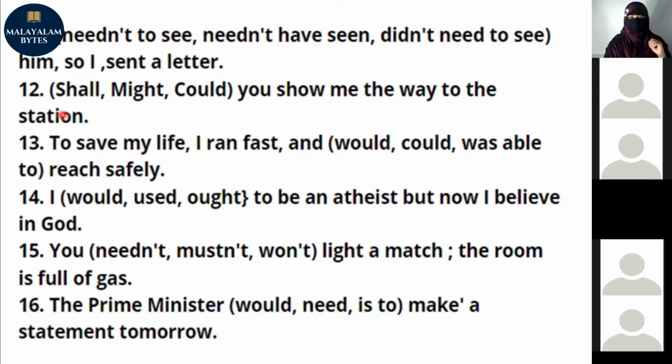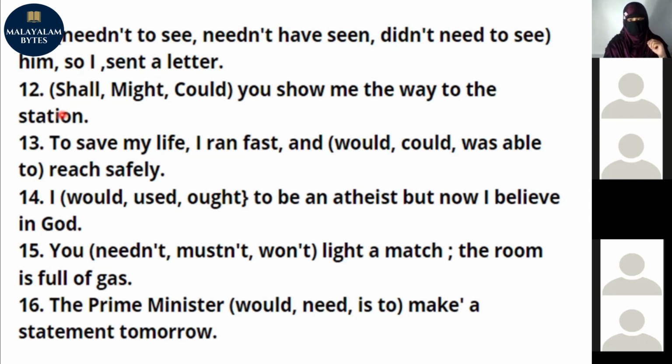Okay, next. To save my life, I ran fast and was able to reach safely. Okay, was able to is correct. It's a semi-modal. I used to be an atheist, but now I believe in God. So this is a past habit that is being expressed.